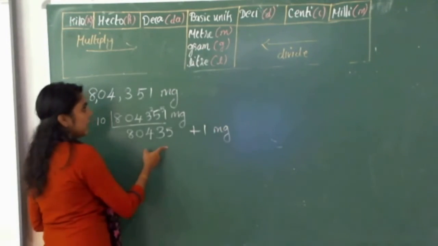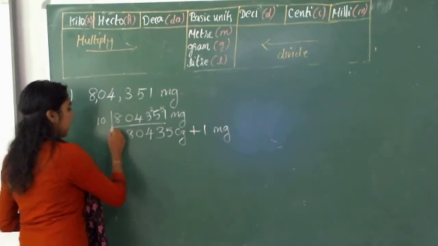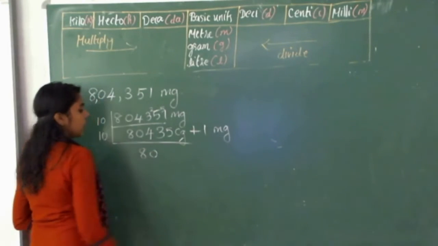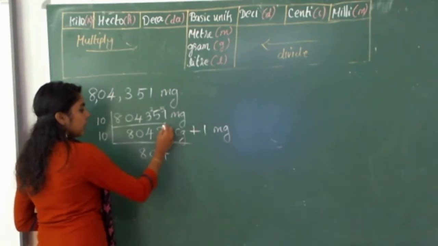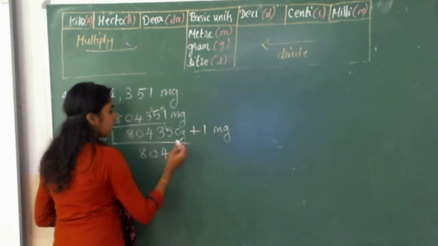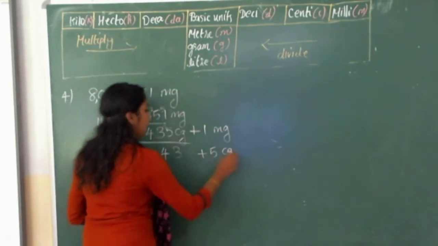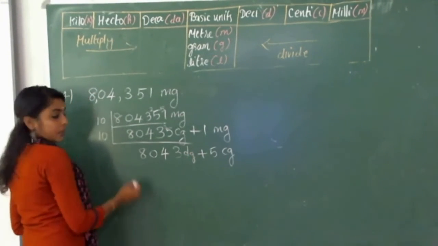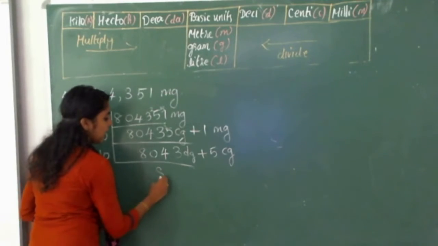1 milligram after centigram. Next again 10. 10 eights are 80. Then 0. 10 fours are 40. Then again 3 here. 10 threes are 30 plus 5 centigram. Here it is decigram. Okay. Next 10. 10 eights are 80.